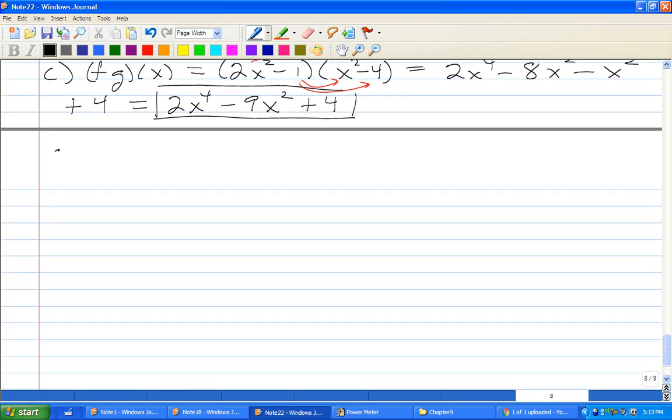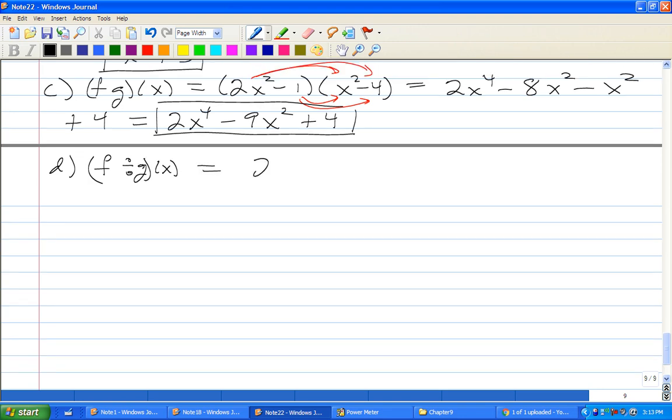Let me do part D. F divided by G. Well, that's just equal to F, 2x squared minus 1, divided by G, x squared minus 4. And that is your answer.